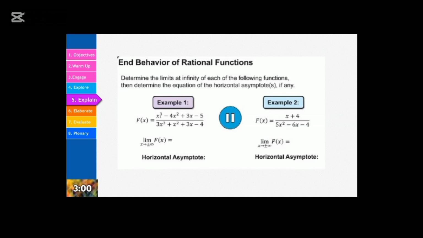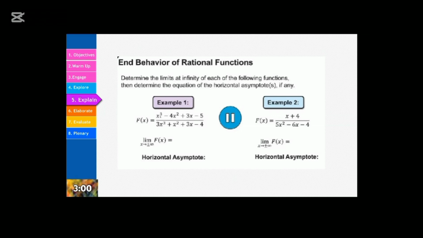Both. Both, yeah, that means they are equal. Excellent. So here, because they are equal, what can we do to find the limit of it? Factor it.